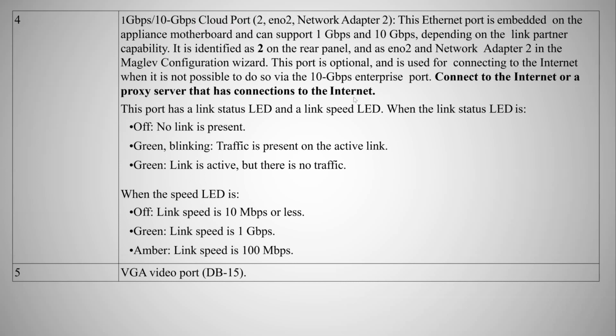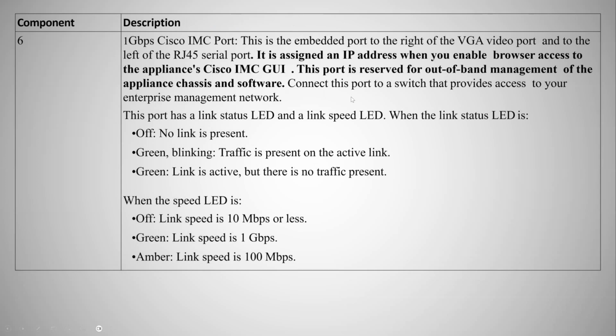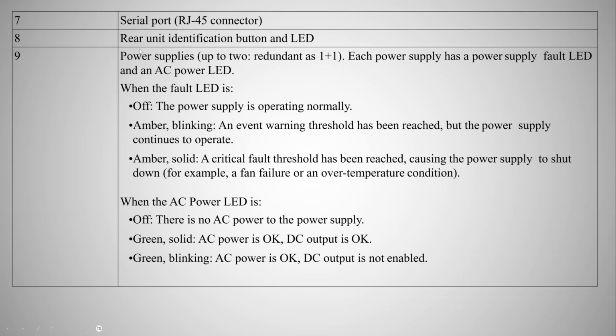Right. And then 6 is your SIMC, the Cisco IMC port, to manage the device itself. And you can see it is a 1 gig port. Then you can see the serial port, the rear port.